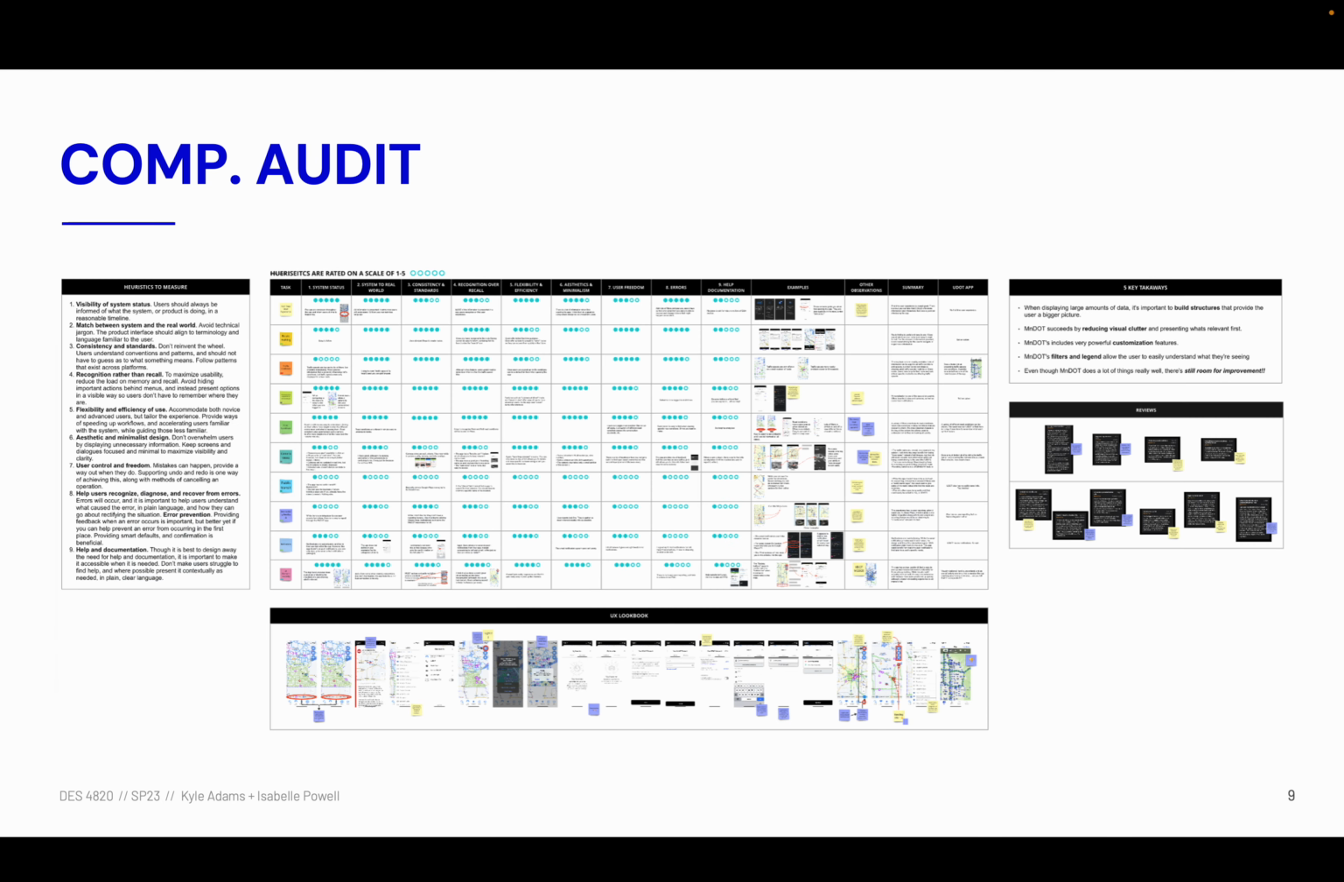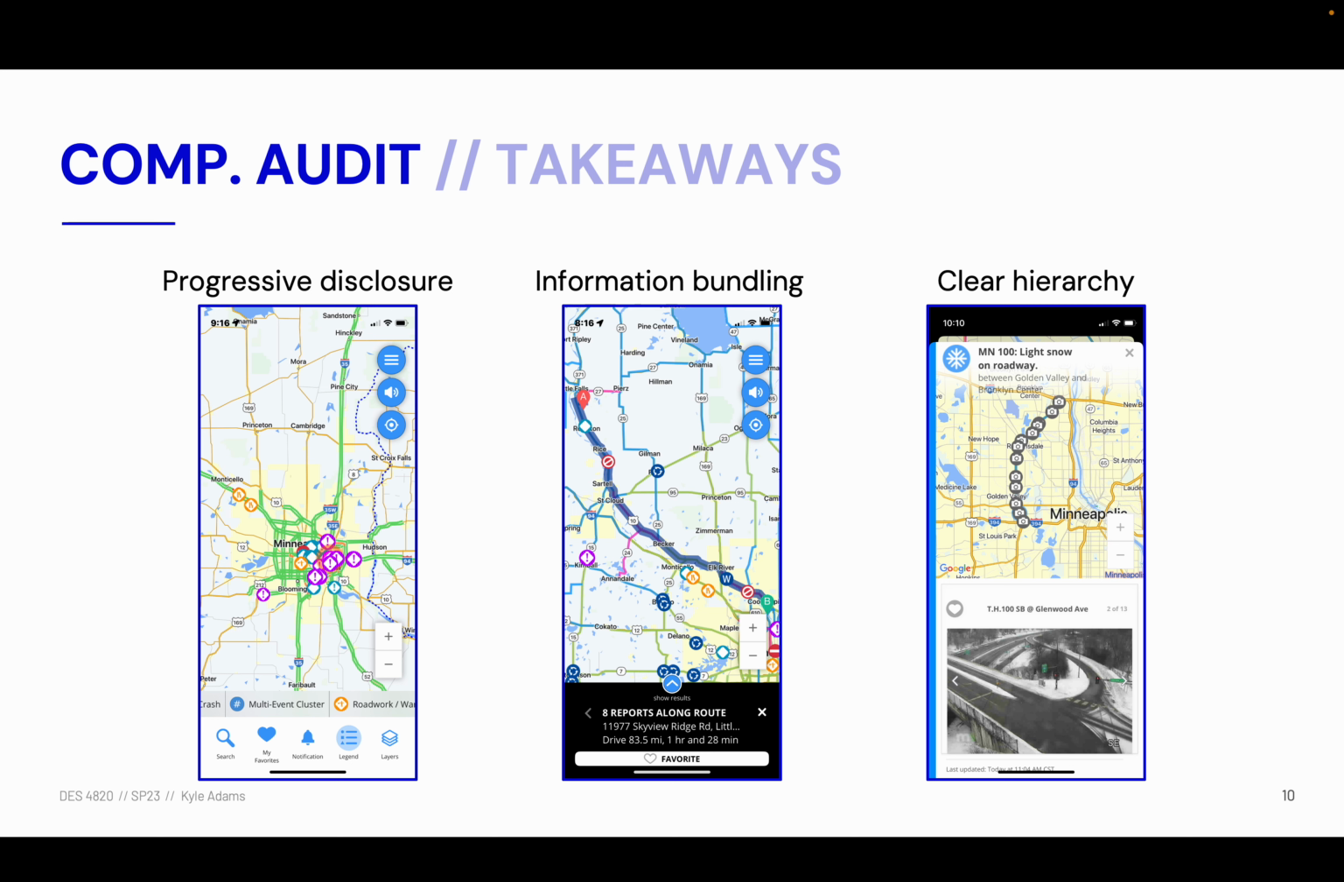Starting with competitive audits, we all looked at similar apps in the transportation category. I helped examine MNDOT, a similar traffic app to UDOT. This application had more intuitive ways of structuring how information was displayed, using progressive disclosure and info bundling to help users better understand the roads.